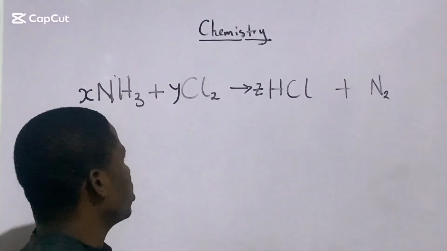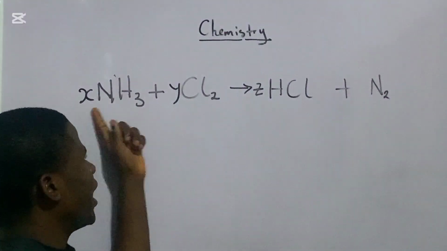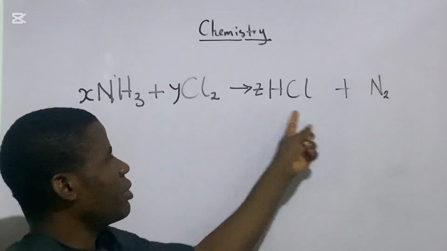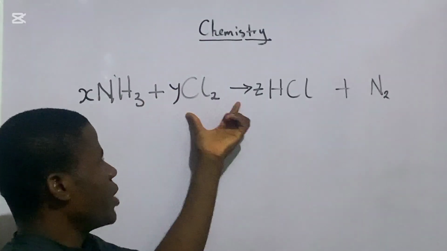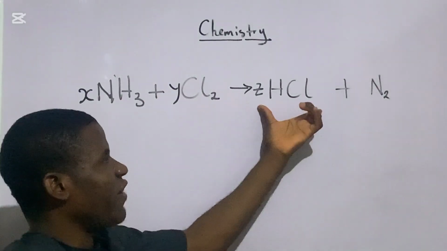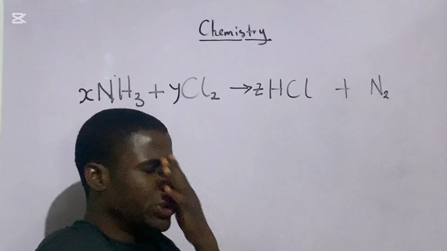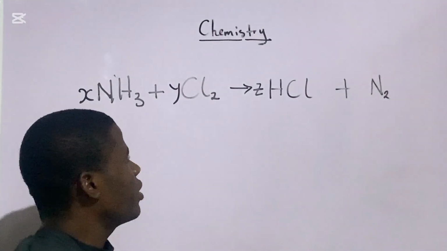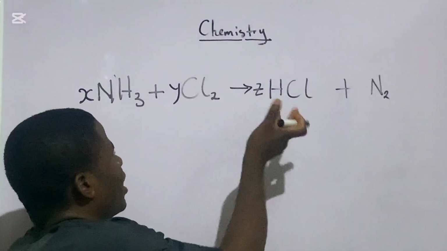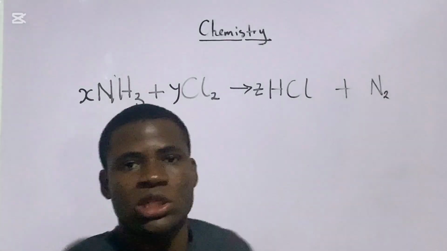Hi guys, we have the question on the board. We have to find x, y, and z in this chemical equation. Ammonia reacted with chlorine gas to give hydrogen chloride, then nitrogen gas. You can see that, right? Very good.